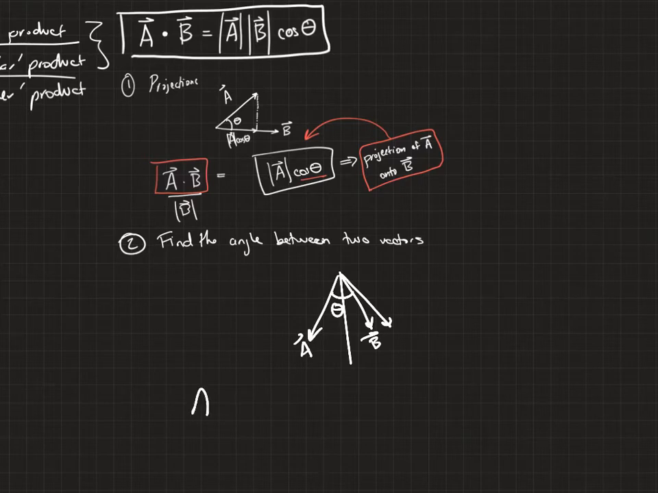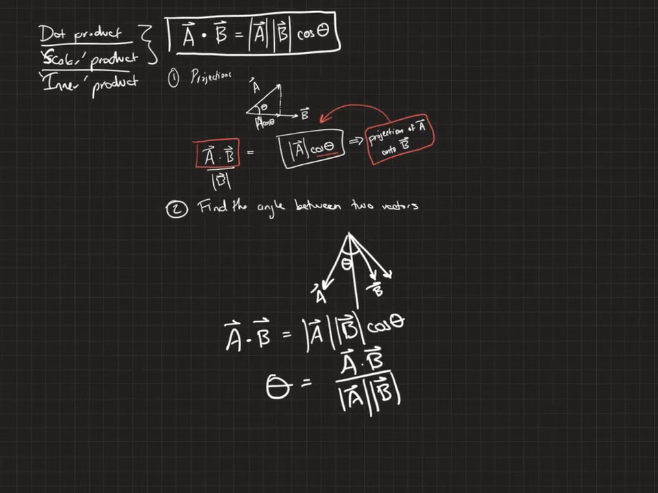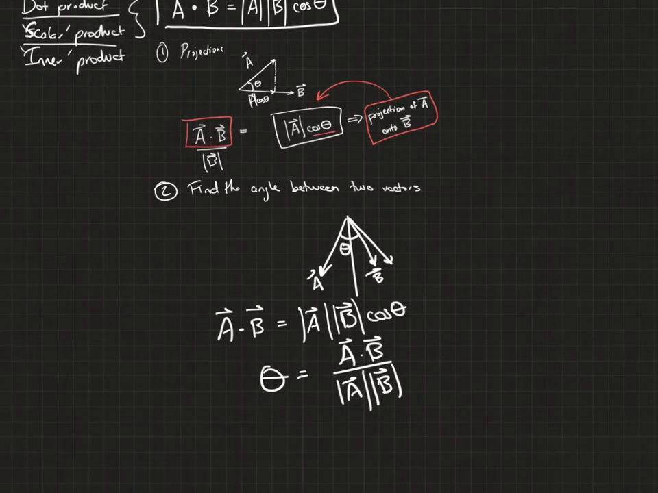Well, you say, okay, A dot B equals the magnitude of A times the magnitude of B times cosine theta. So then you can rearrange this, and you could say that theta equals the inverse cosine of A dot B over the magnitude of A times the magnitude of B. Okay, so that is one way to do it.